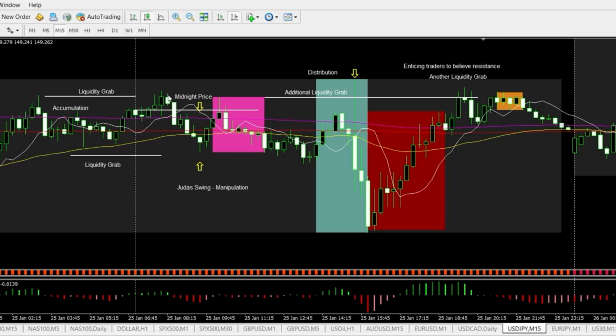Then price moves to the downside, but then comes right back up. This is your Judas Swing that happens during this London session.